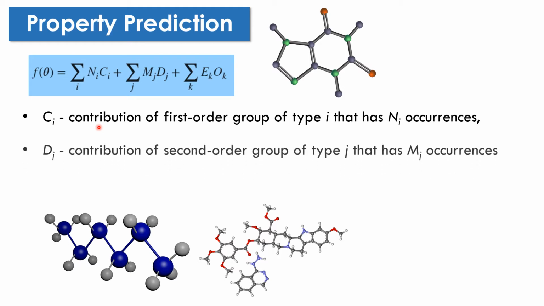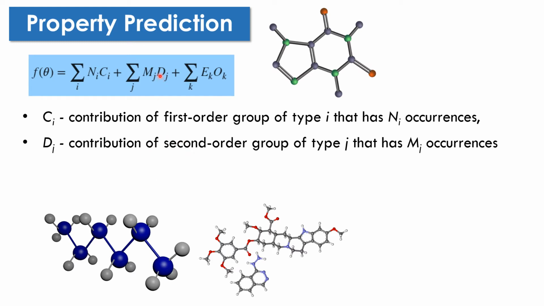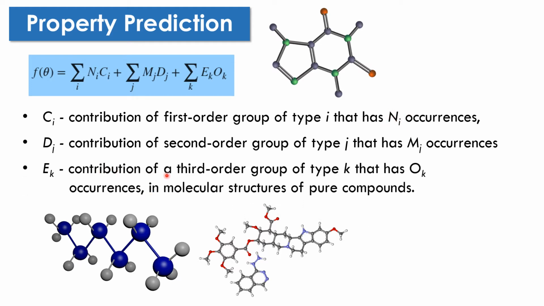Then Dj is the contribution of the second order group of type j that has Mj occurrences. So Ni and Mj are the occurrences of the groups appearing in the whole molecule. If in that molecule you have, let's say, 3 CH3, then Ni is 3, like the group vector that you have learned before. So 3 is the number of occurrences. And Ek is the contribution of a third order group of type k that has Ok occurrences. All this is in the molecular structure of pure compounds.